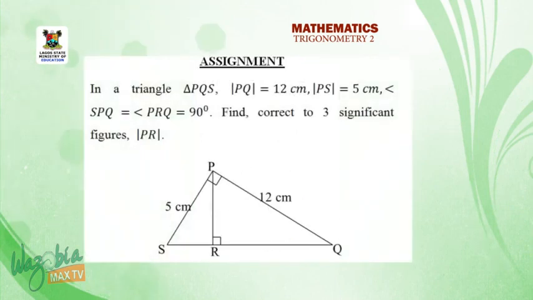I have an assignment here for you. See the assignment on the screen. In a triangle PQS, PQ is 12 centimeter, PS is 5 centimeter, and angle PRQ is 90 degrees. Find, correct to three significant figures, PR. Thank you very much.